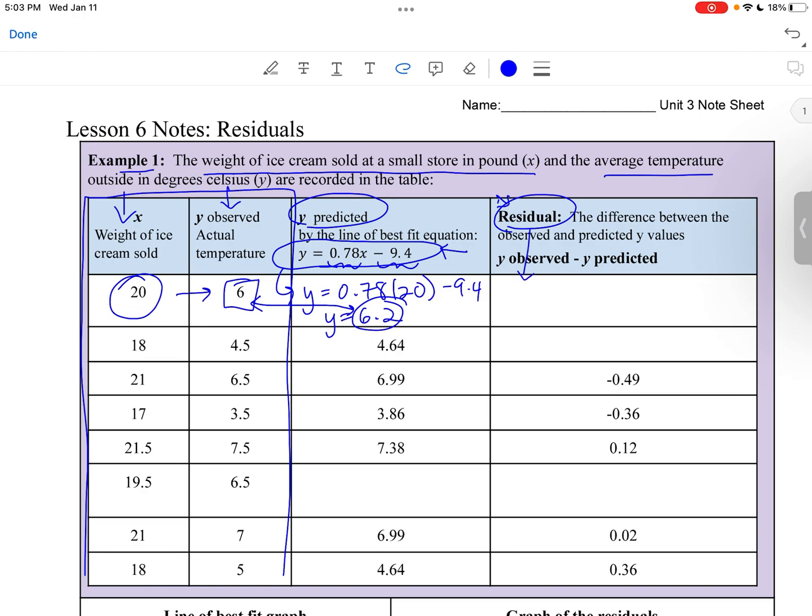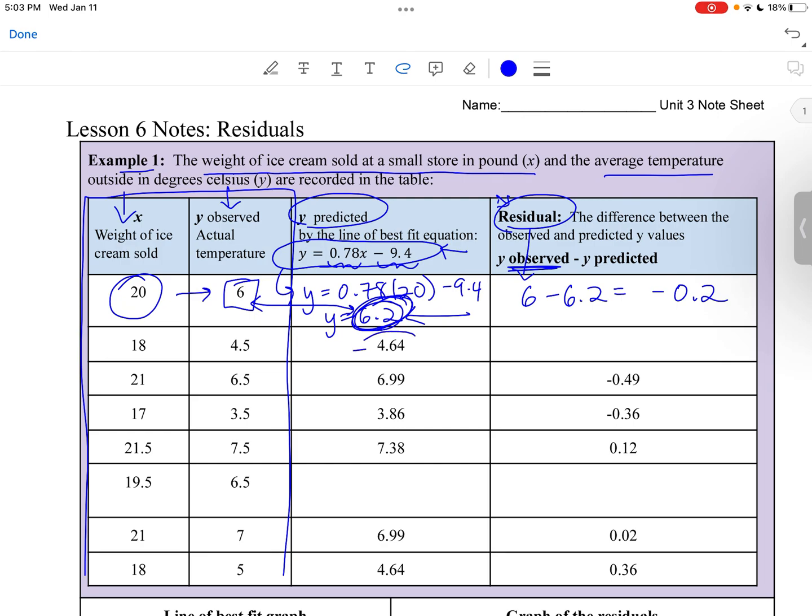To find the residual, we're going to subtract the actual, or the observed, which is 6, minus the predicted from our line of best fit, 6.2. And I get negative 0.2. So for that point, we have a negative residual. The actual temperature is a little bit lower than what we would have predicted from our line of best fit.